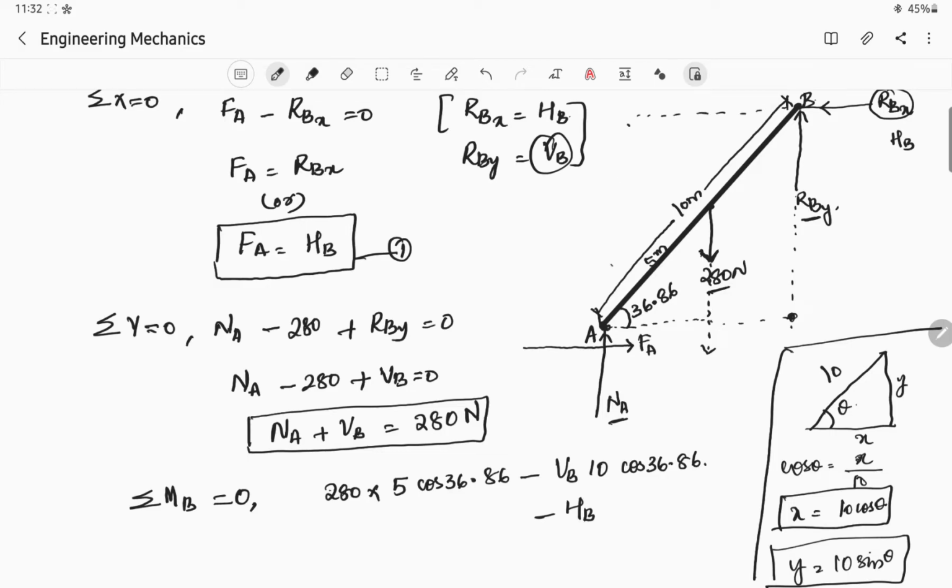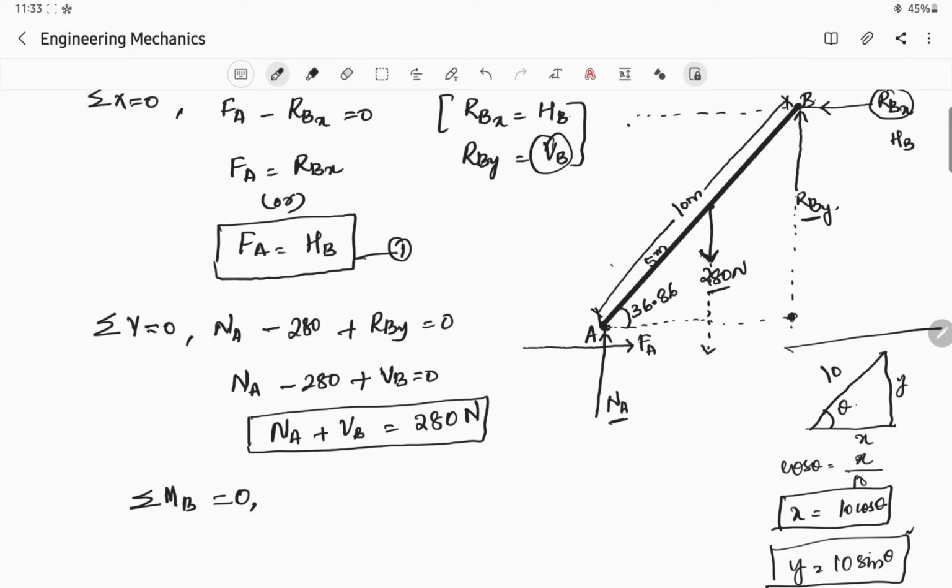So what will be the vertical distance? Vertical distance, as I told you, minus HB into 10 sine 36.86 degrees is equal to 0. If you do sigma moment of all forces about point B is equal to 0, then what happens? Moment of all forces about point B means you have to take down these distances.